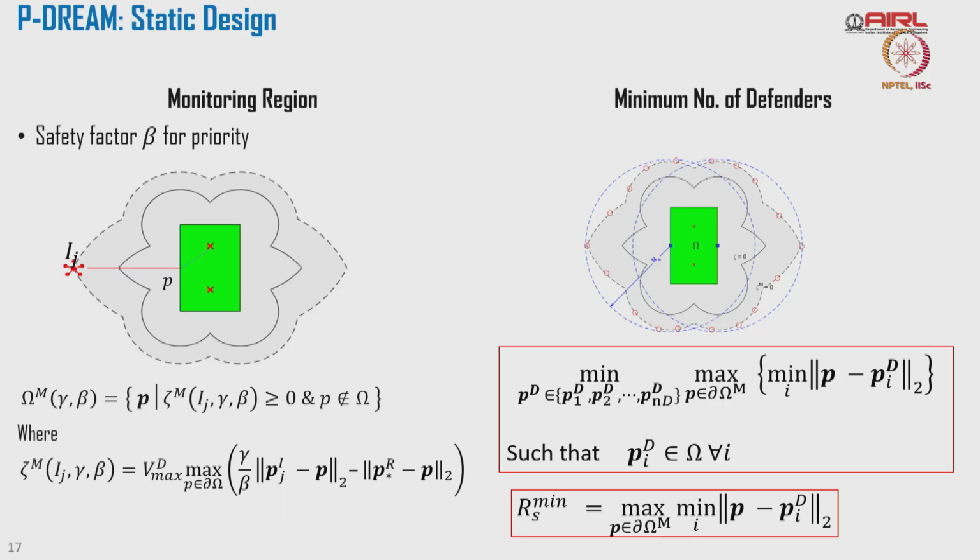How many defenders should I keep such that all these points marked in red are always monitored by the defenders? If that is done, then I can say 2 defenders are sufficient. If not, I need 3, I need 4. I have to optimize this also, to find the minimum number of defenders I should keep in my territory such that I can monitor my regions effectively at all times, right.